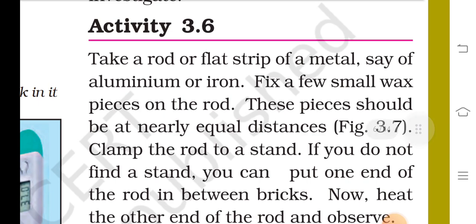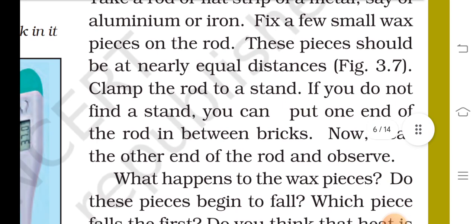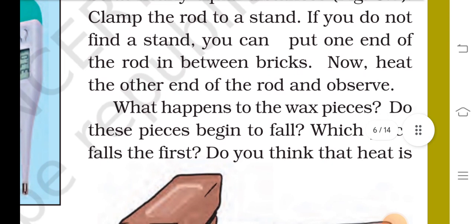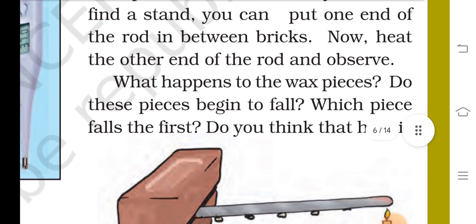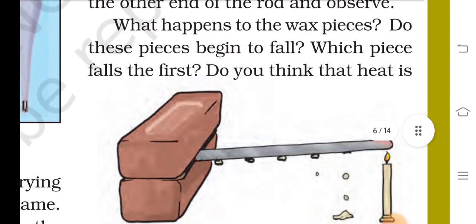Take a rod, a flat strip of metal, say of aluminium or iron. Fix a few small wax pieces on the rod. These pieces should be at nearly equal distances. Clamp the rod to a stand. If you do not find a stand, you can put one end of the rod in between bricks. Now heat the other end of the rod and observe what happens to the wax pieces.